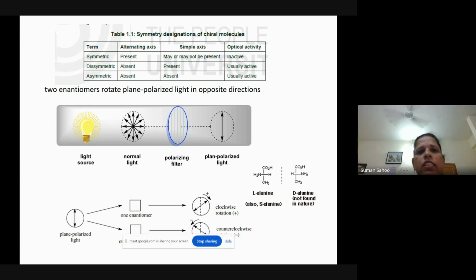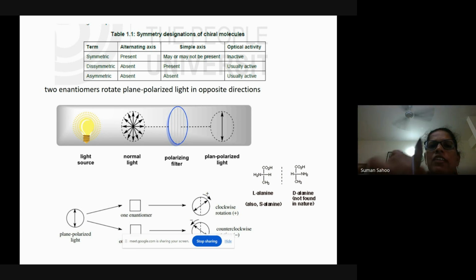So what are the symmetry designations for a chiral molecule? A chiral molecule is one which rotates light, meaning it is optically active, and it is attached to four different centers. We will come to many examples of chiral molecules one by one. The first symmetry designation: if any alternating axis is present, then the molecule would be inactive. If an alternating axis of symmetry or a center of symmetry is present, then that molecule would be optically inactive.